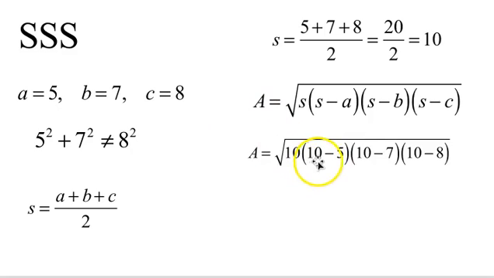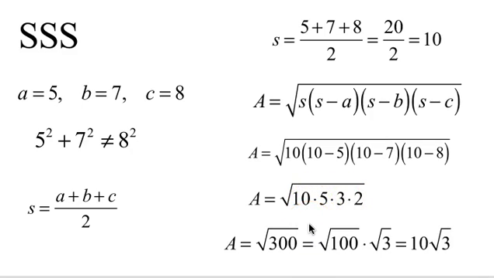10 minus 5 is 5. 10 minus 7 is 3. 10 minus 8 is 2. 5 times 2 is 10. 10 times 3 is 30. Times 10 is 300. The area is the square root of 300. Root 100 times root 3. Root 100 is 10. 10 times root 3. And the area of this SSS triangle is 10 root 3 square inches, square meters, square centimeters, whatever units you were using. And that will conclude this lesson.